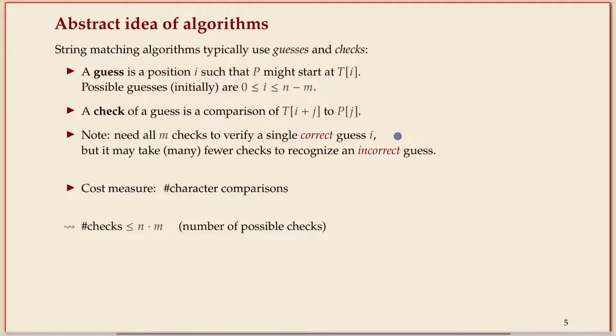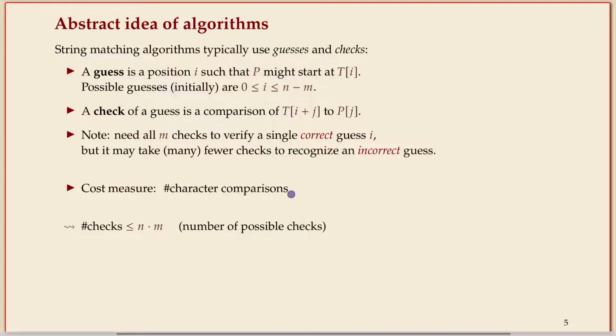A little thing to keep in mind, if you want to verify a specific guess, at one point or another, you will have had to check all the characters of the pattern. So it needs m checks. But it might be enough to do a single check to dismiss a guess. If, for example, the text contains some symbol that does not occur in the pattern, if you find that symbol there, you know there's no occurrence. You don't need to check any of the other characters.